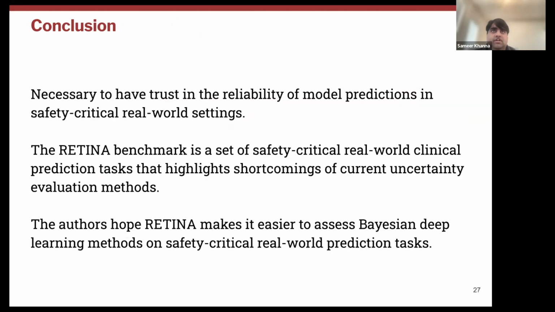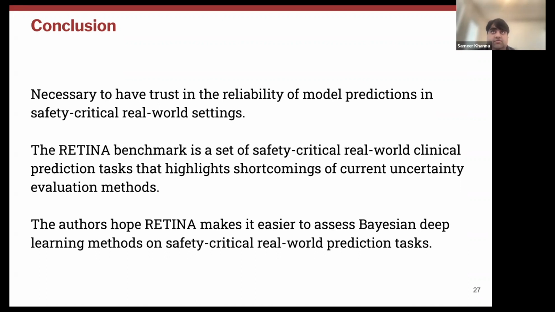In conclusion, if you want to deploy modern machine learning models in safety-critical real-world settings, we need to be able to trust the reliability of a model's predictions, especially in safety-critical real-world settings. To the end of encouraging the development of Bayesian deep learning methods that are capable of generating reliable uncertainty estimates about their predictions, the authors proposed the Retina benchmark, which is a set of safety-critical real-world clinical prediction tasks.